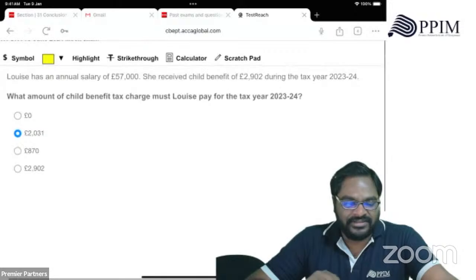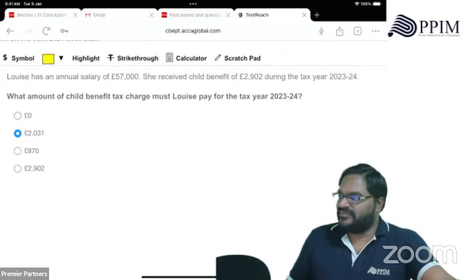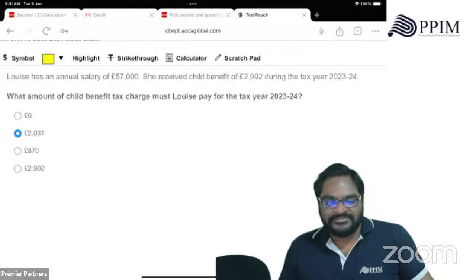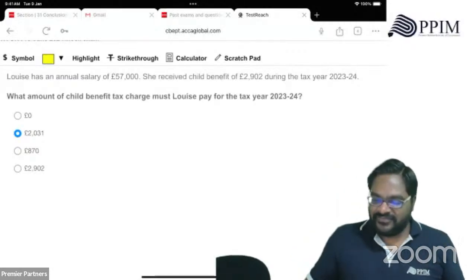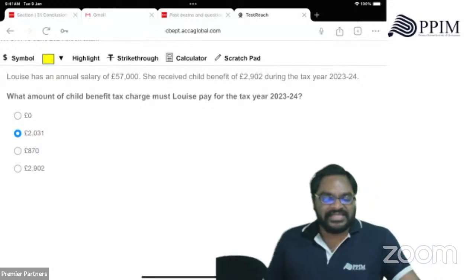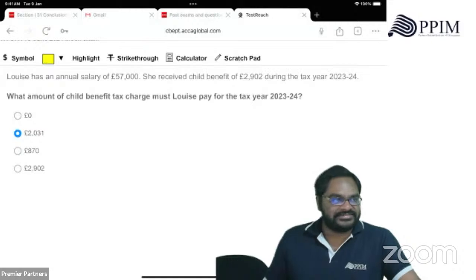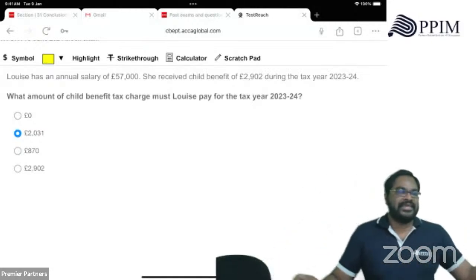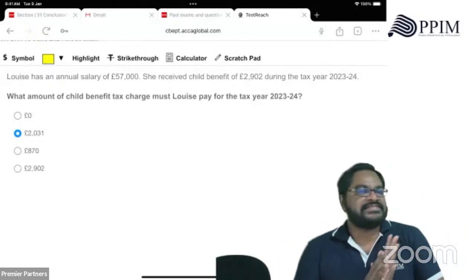Okay. Louis has an annual salary of £57,000. She received a child benefit of £2,902. What amount of child benefit tax charge must Louis pay for the tax year? Can you guys quickly calculate? Not as straightforward as you think.